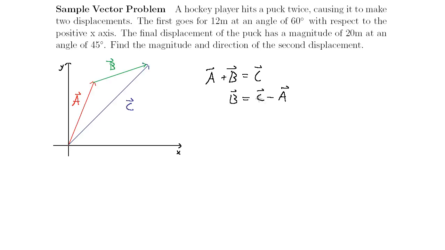So all we have to do is calculate the components of C and the components of A, and then we can find B. Now the problem asks for the magnitude and direction, but we can get that once we have the components. So I think the first step is to get the components. Alright, let's do that. The way to do that is to just basically draw these triangles and calculate what the components are. So A is a vector that looks something like this.